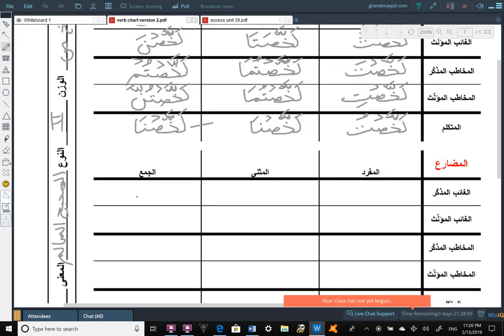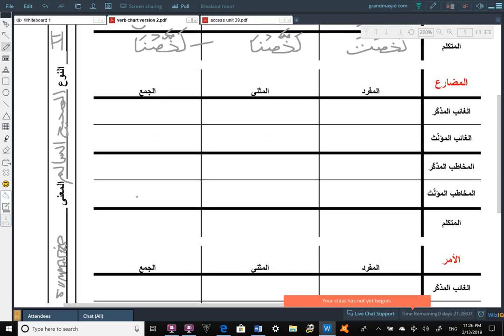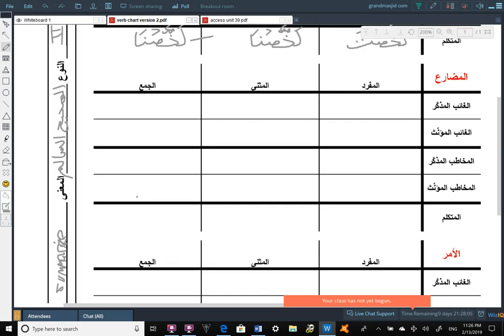Your fi'l mudari', present tense verb. What do we have? Yulakhisu. We add the present tense letter with a dhamma. And then the second root letter takes the same shadda but with a kasra. So our present tense letter here is the ya. Yulakhisu.